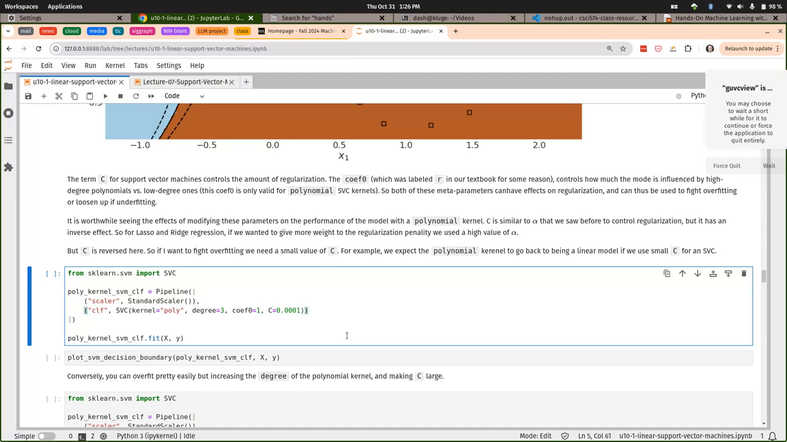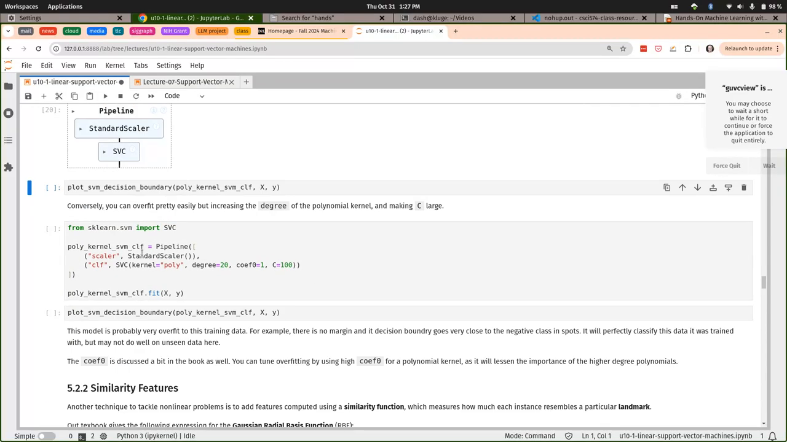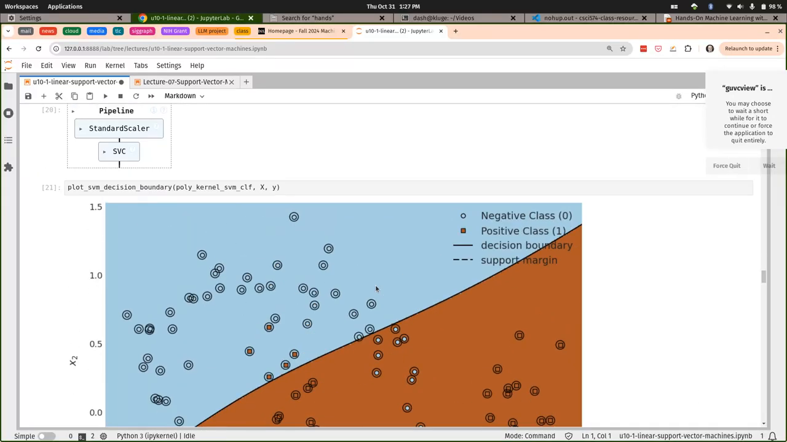So this will tend to push it to be more linear, to try to find a simpler decision boundary instead of wiggling all around, because that's allowing much more emphasis on the error term if we're minimizing the first term in the cost function. So yeah, the result for low C's is to push it back to something more linear, right?